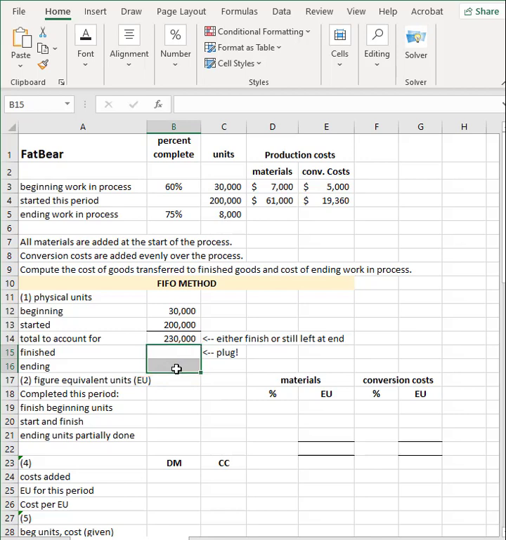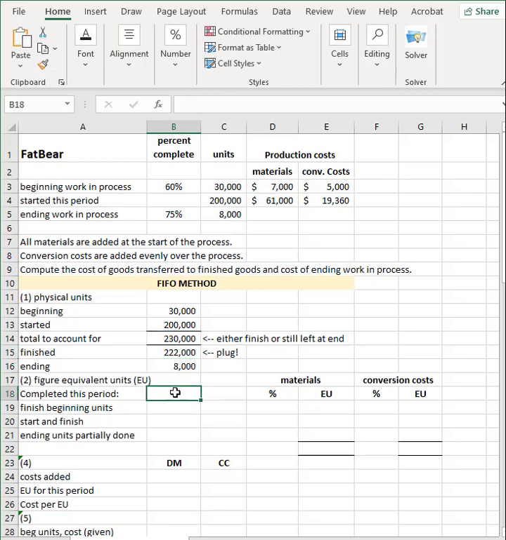has to equal the 230. Because units can't just disappear. If you started them or if you had them in the beginning, you have to do something with them. And the assumption is always that you finish the beginning ones first before you start new ones. So they do give you the ending ones, so we know of the 230 how many were finished, not finished, in ending. So that means the difference must have all been finished.